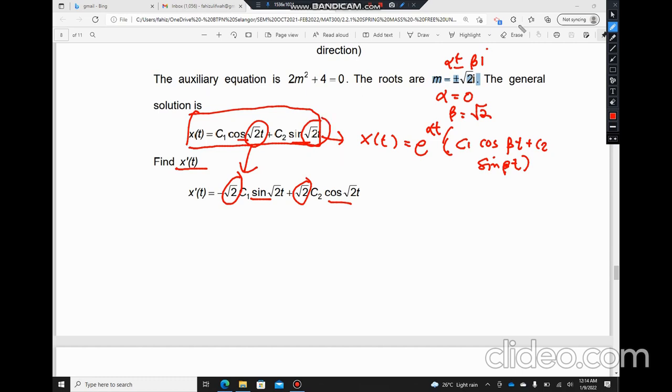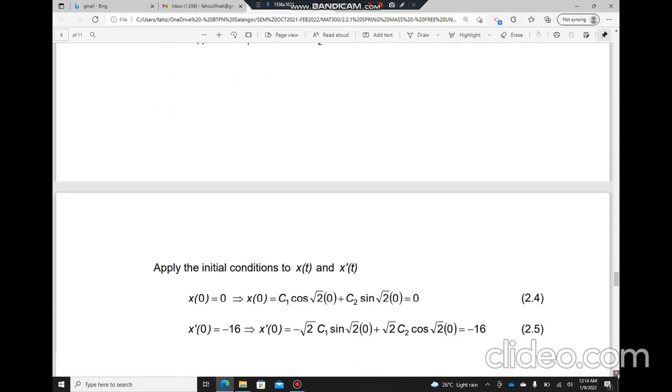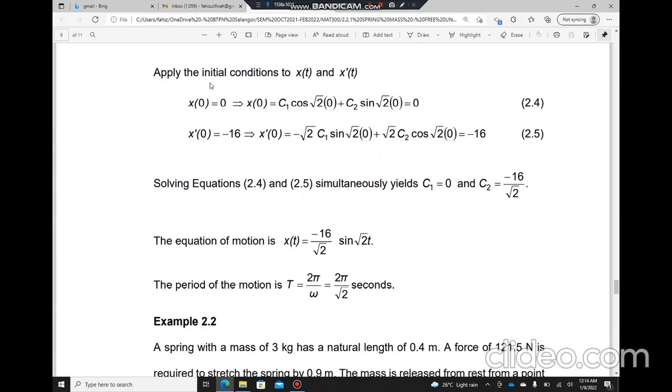Okay, apa gunanya kita cari x t and x prime? Sebab kita nak masukkan initial conditions. When t equals to 0, x equals to 0, so masukkan dalam ni equals to 0. And then bila t sama dengan 0, x prime equals to negative 16. So you substitute into second equation, so dia akan dapat equation 2.4 and 2.5. So you solve simultaneous equation. So after solve simultaneous equation, we can get the value of C1 and C2.